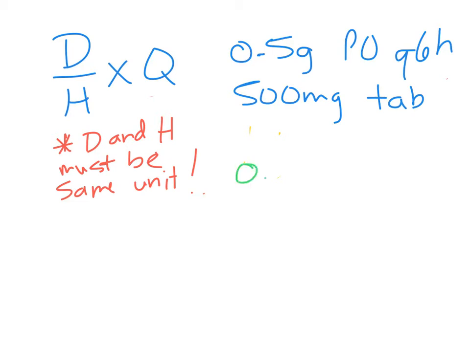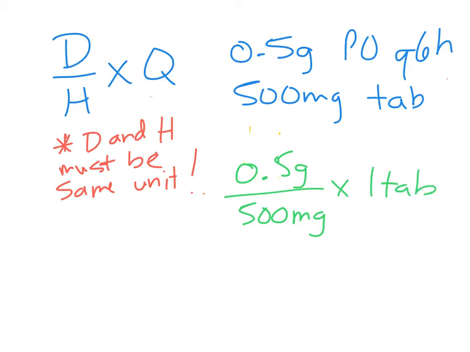that's 0.5 grams as our ordered dose, our D. H is 500 milligrams, and our Q is per 1 tablet. Again, everything we've looked at so far is capsules or tablets, so that's what we're looking at here. Again, D and H need to be the same unit. Right now they are not. So I'm going to do very similar to what we did on the last question. I'm going to convert my grams into milligrams so that they would both be in milligrams. See how they would then match if I did that.